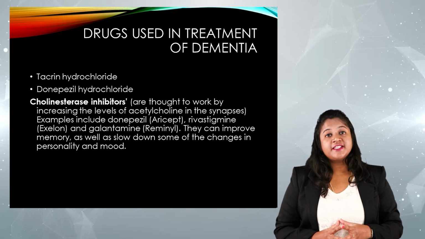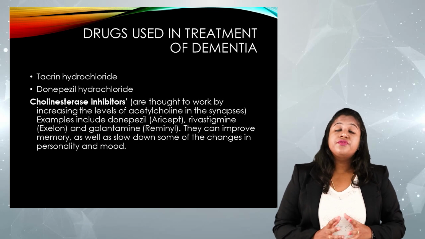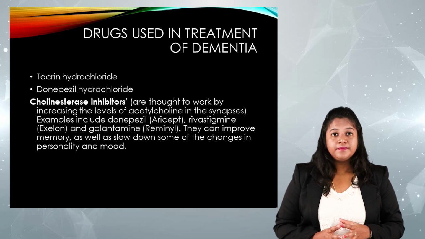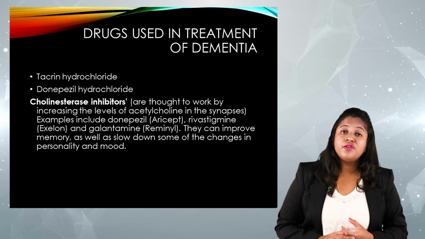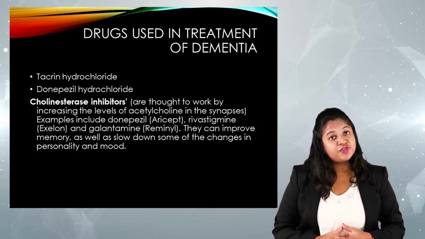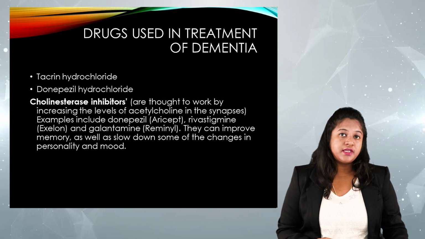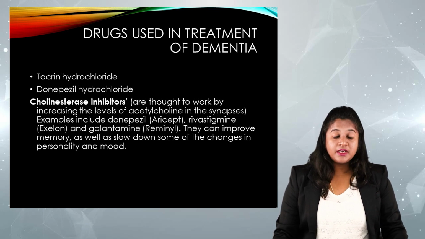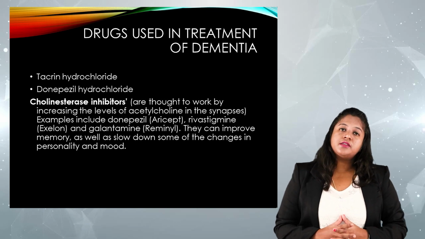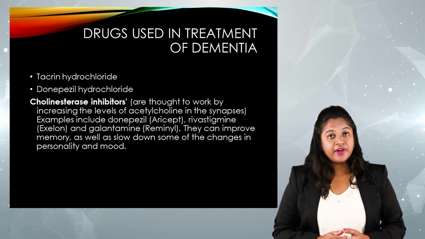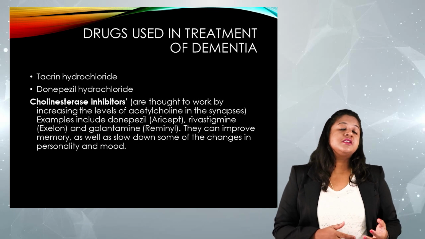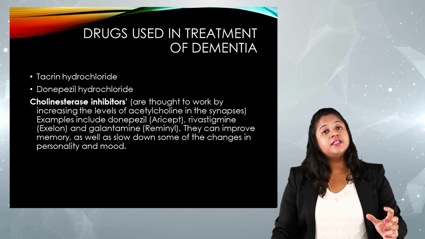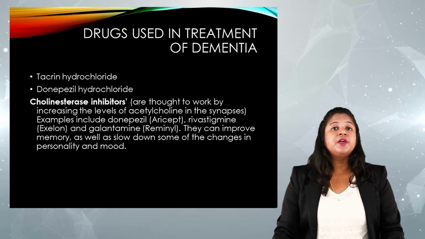So what is the mechanism of action here? This group of drugs acts on the neurotransmitter acetylcholine, increasing the level of acetylcholine at the synapse. That is the action of the cholinesterase inhibitors. Examples we have are donepezil, rivastigmine and galantamine. These drugs help in improving the memory and also bring about considerable changes in the personality as well as the mood of the client. So these are the drugs which are used in the treatment of dementia.